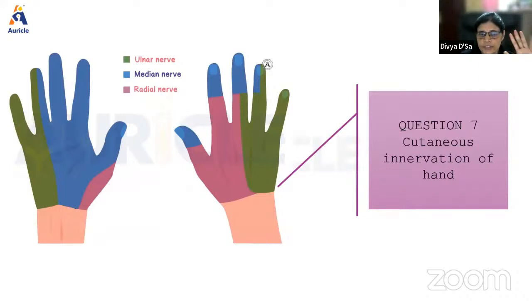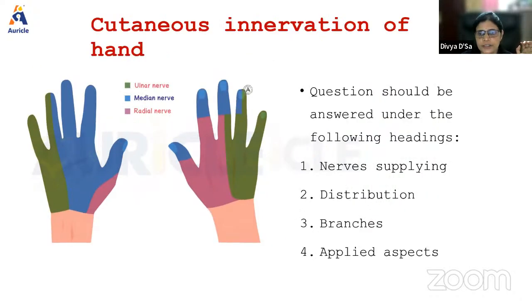Next is cutaneous innervation. Already we have discussed this; it is just a summary of it. Basically the hand is supplied by the ulnar nerve, the median nerve and the radial nerve. You should just know where each supplies. The ulnar nerve supplies the skin of the medial 1/3 of the palm as well as the medial 1.5 fingers.